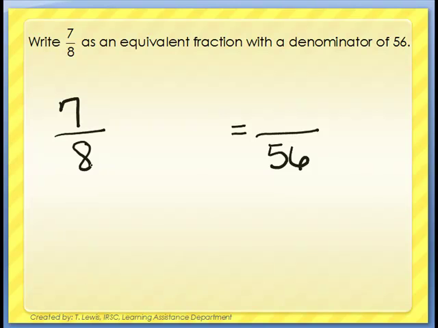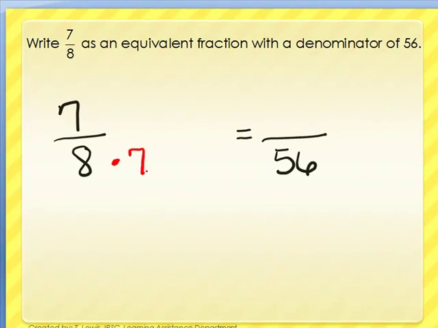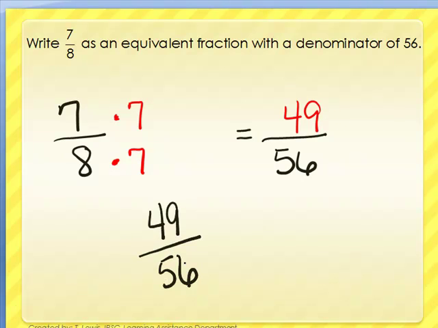So whenever I convert a fraction, I start from the denominator. I look at the denominator and I ask myself, 8 times what number would give us 56? Well, 8 times 7. So I'm multiplying 7 to the 8, and then I'm going to have to multiply 7 to the 7 that's in the numerator. And 7 times 7 is 49. So 7/8 is the same thing as 49/56, and those two fractions are equivalent.